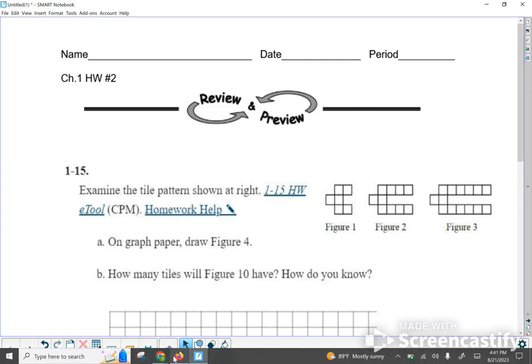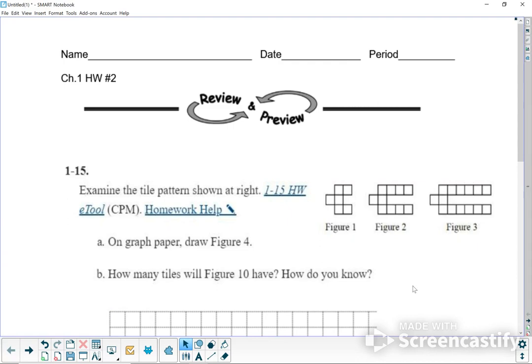All right, everyone, let's go ahead and get going on this. This is your second homework assignment. This is homework number 2 for chapter 1. I believe this one has 4 problems.